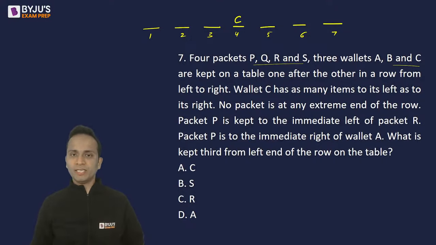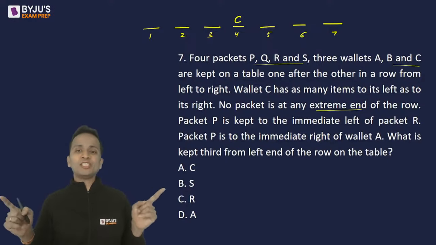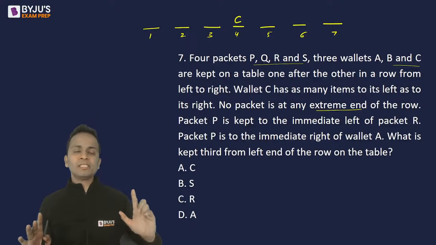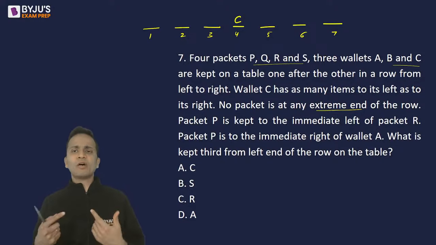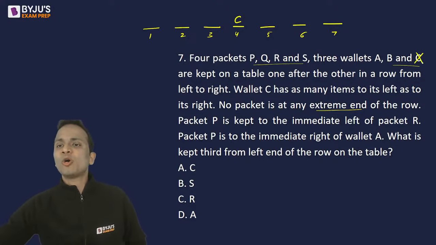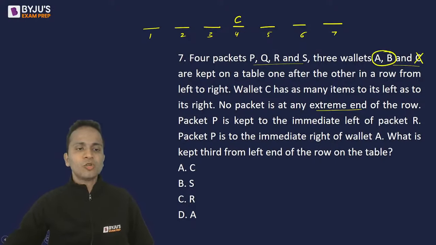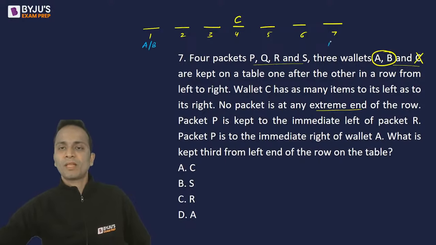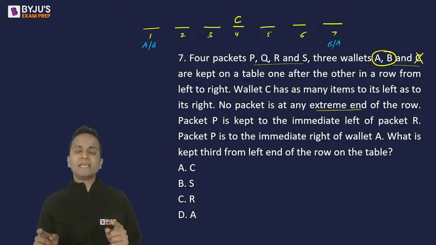Wallet C बीच में होना चाहिए. ठीक है? Now no packet is at an extreme end. अब extreme ends पे कोई packet नहीं होना चाहिए. So that means at place number 1 and place number 7 packets नहीं हो सकते. तो क्या होगा? Wallet ही होंगे. Wallet C is already placed. Only 2 wallets are left, A and B. So A or B will be at first place or 7th place. ठीक है, so either A or B will be kept at place 1 and place 7.